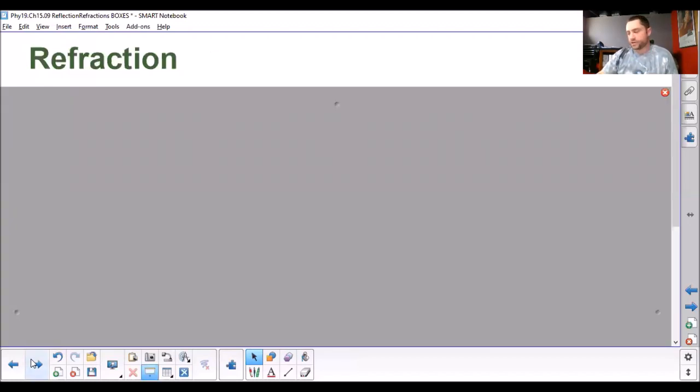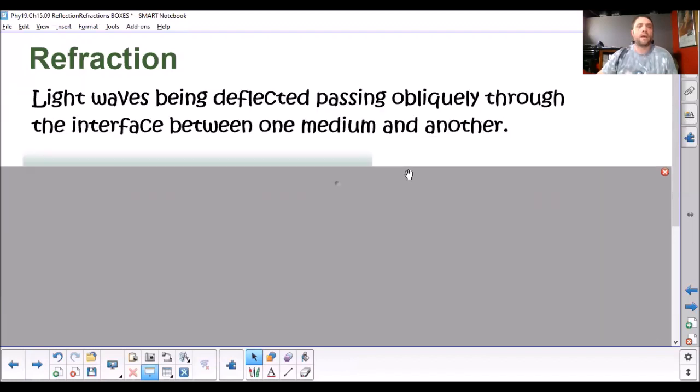Then we have refraction, which is part of what you did in your lab. So refraction is light waves being deflected, passing obliquely through the interface between one medium and another. It's a lot of big words. Basically what it's saying is when light comes in from one type of medium and goes into a different type of medium, then you have refraction.